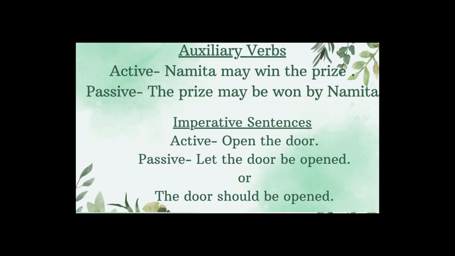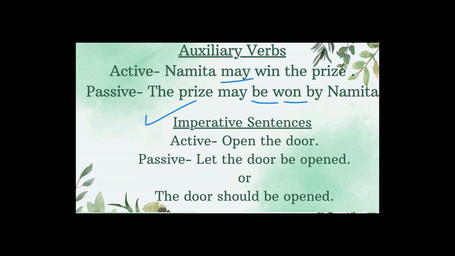The next is auxiliary verbs. In the active, as you can see: Namita may win the prize. Now, what is the auxiliary verb here? May is an auxiliary verb. What are the other auxiliary verbs that you can tell me? Obviously, could is also counted as an auxiliary verb. Can is also an auxiliary verb. Would is also an auxiliary verb. So with these kinds of auxiliary verbs, you will use be plus third form of the verb.